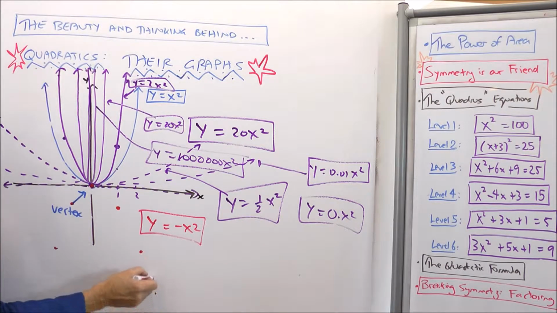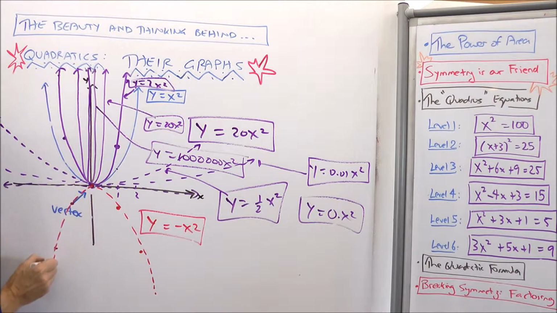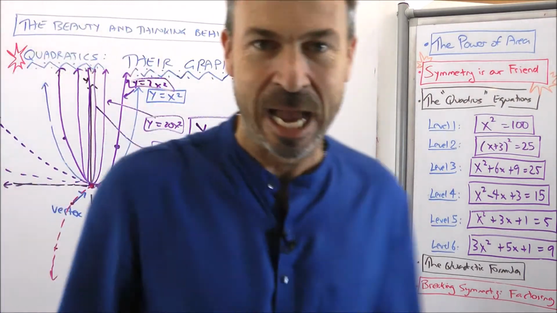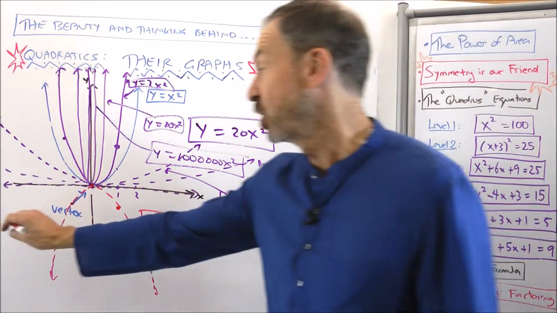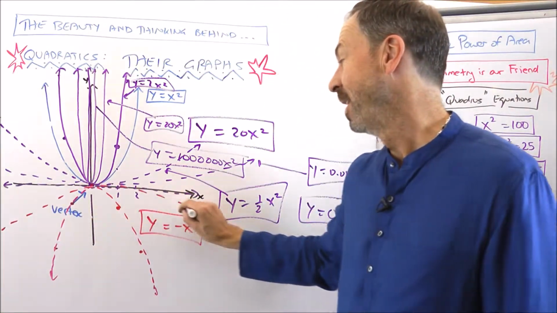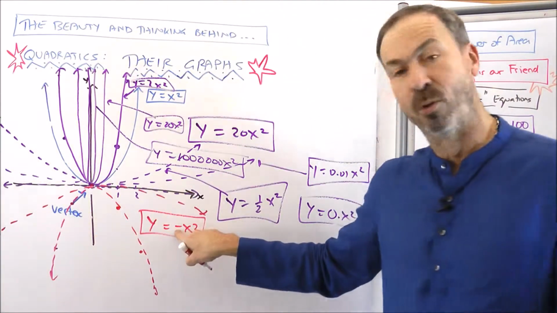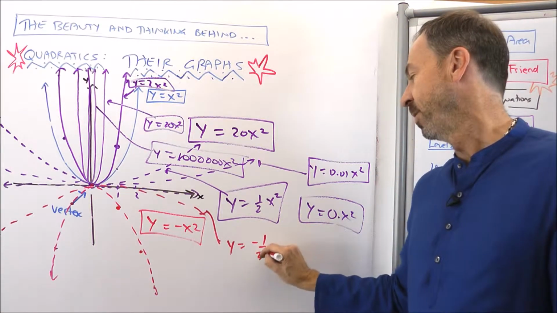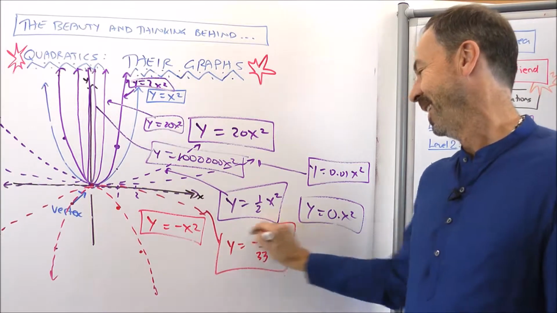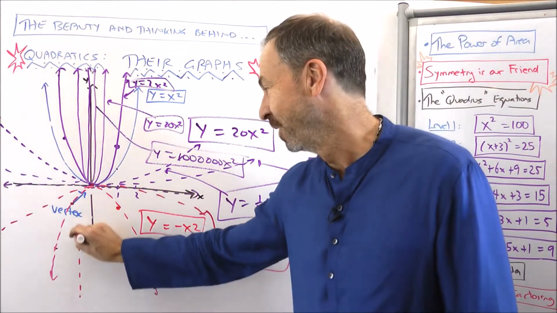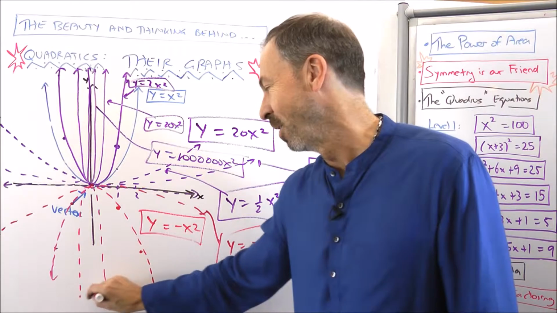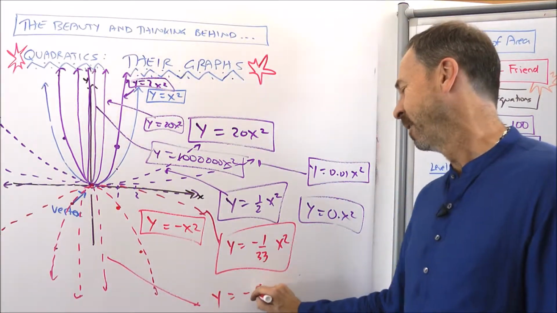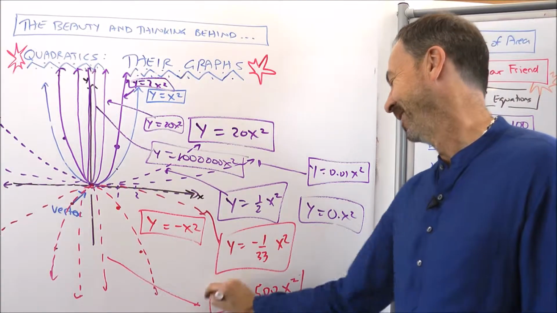In fact, you can see it's just doing an upside down version. All the positive heights now become negative heights. I'm now going down in the negative direction. If I want a shallow negative graph, I could just use a small negative coefficient, something like y equals negative 1/33 x squared. If I wanted a really steep negative upside down U-shaped graph, I could use a really big negative number, like y equals negative 500 x squared.